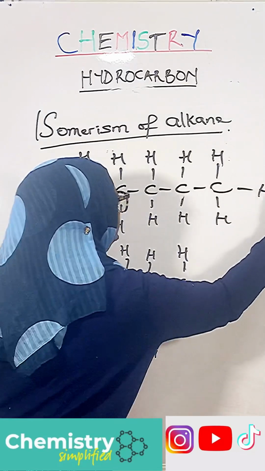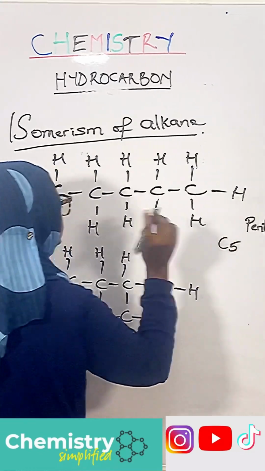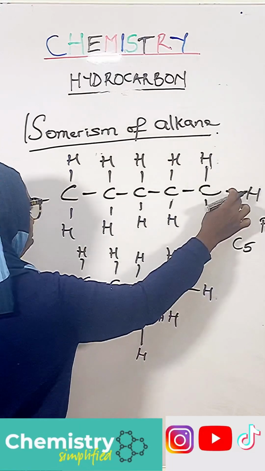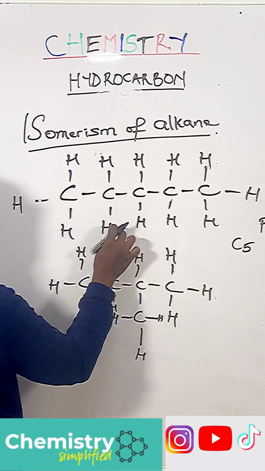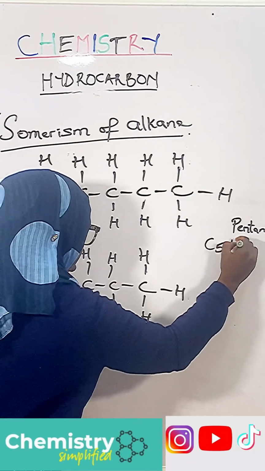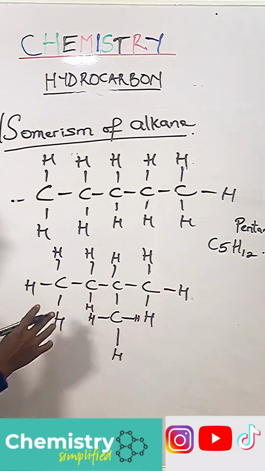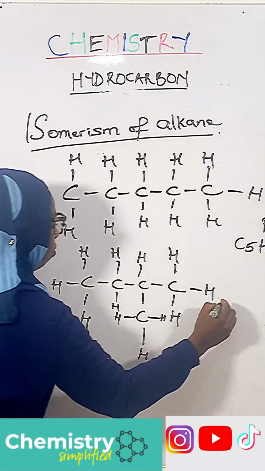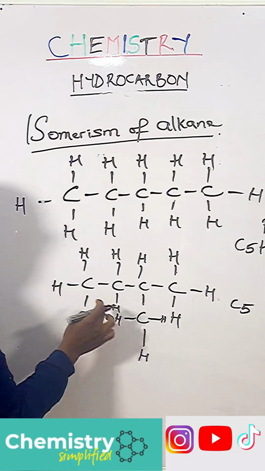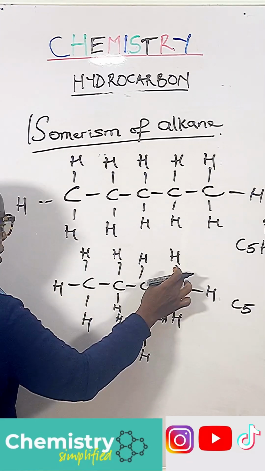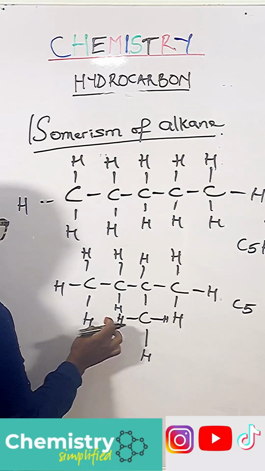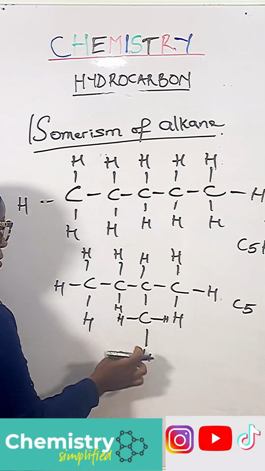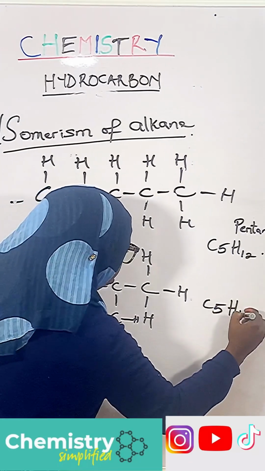So let's count. 1, 2, 3, 4, 5. C5, right? Let's count the number of hydrogen. 1, 2, 3, 4, 5, 6, 7, 8, 9, 10, 11, 12. See, 5, 12 for the pentane. So let's count this one too. 1, 2, 3, 4, 5. See 5 again. The number of hydrogen: 1, 2, 3, 4, 5, 6, 7, 8, 9, 10, 11, 12. See 5, 12 again.